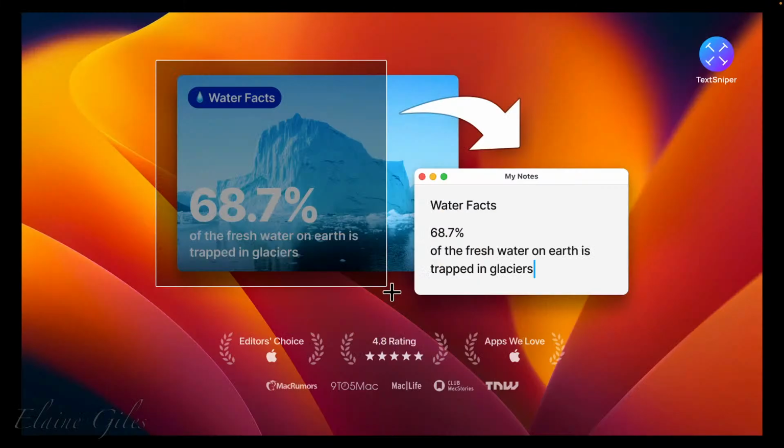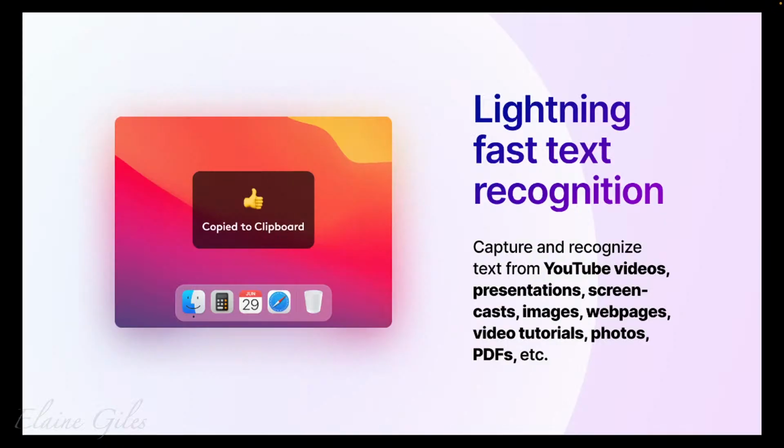So if you don't know what it is, you can just draw a square over part of your screen that has text on it, and it will copy it to your clipboard as editable text. I use this all the time. It's great when you're in a session and somebody puts up a slide with the agenda on.